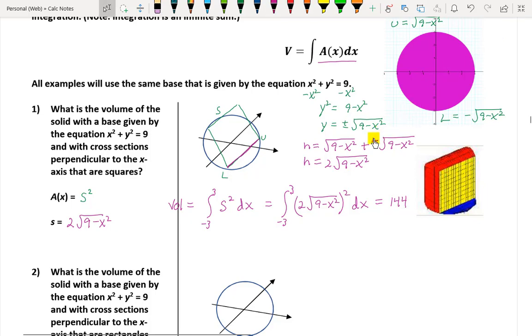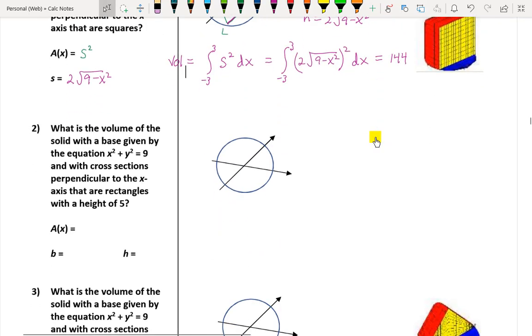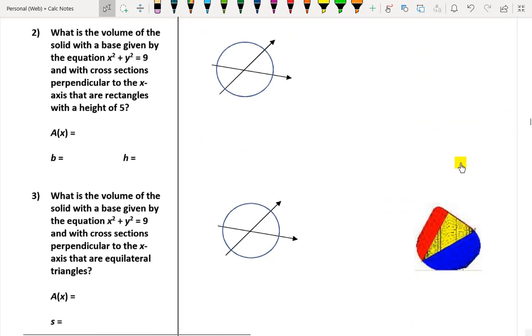Now if you look at the same base, a circle here, this time it asks what is the volume of the solid with the same circle as its base, with cross sections perpendicular to the x-axis that are rectangles of height 5. So instead of a square this time, we just have a rectangle. It's going to come across just like it did before, but this time it's a rectangle with a height of 5. I know it's going to be slightly different, so I'm going to try and draw it slightly different from the last one.